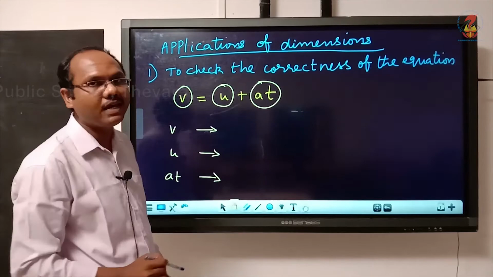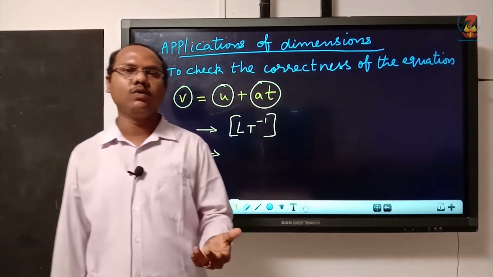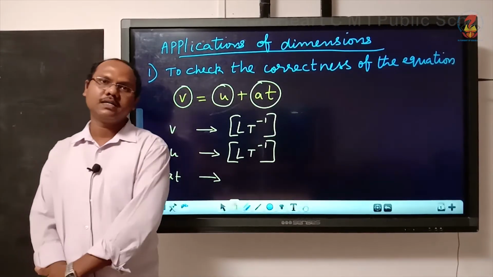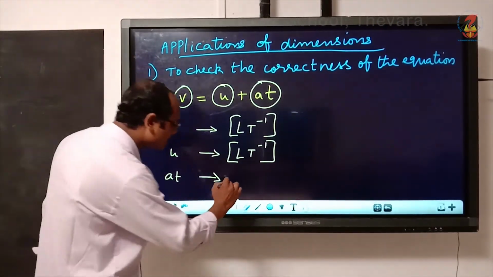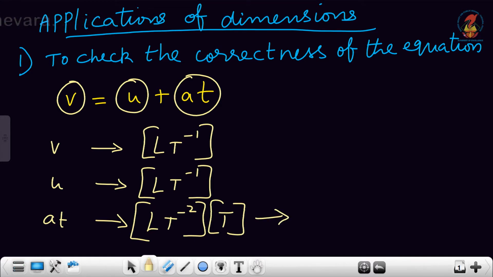So what is the dimension of v? v is velocity, so you can write LT^-1. What is the dimension of u? The u is initial velocity, again it is LT^-1. Now at, a for acceleration, t for time. So how will I find the dimension of at? Dimension of acceleration is LT^-2, and dimension of time is T. So multiply both: LT^-1.